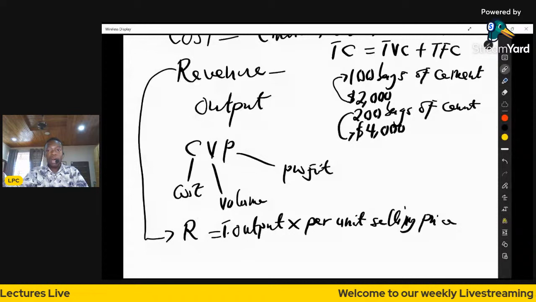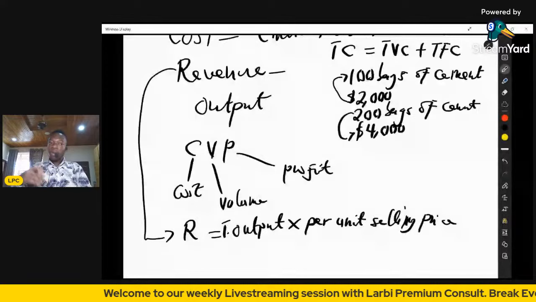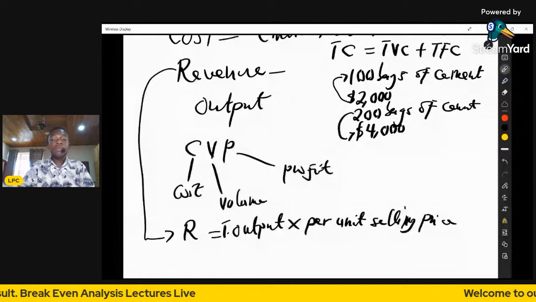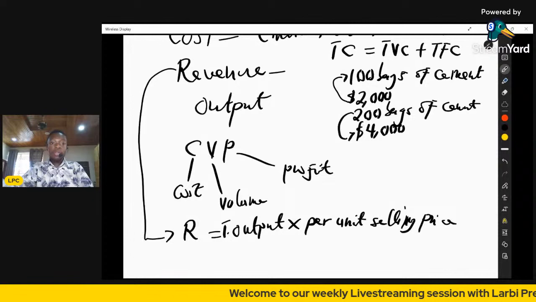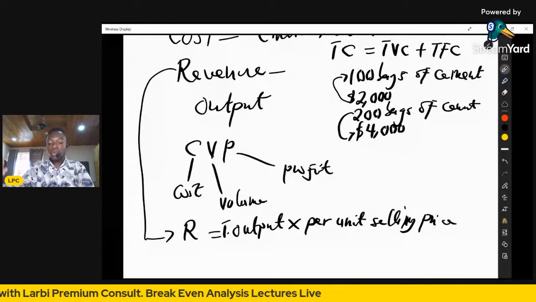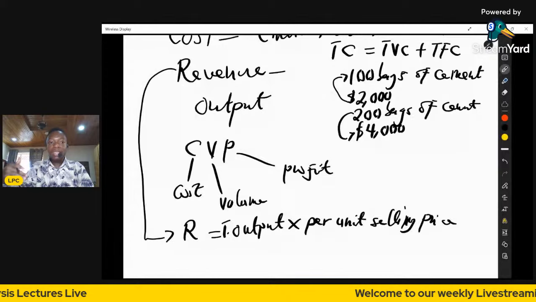And then we have been saying output, volume, output. What is this volume? The volume or the output is what we produce as an organization. If you engage in the production of products, like biscuit or cement, as we are using in this case, or any other product or service, that becomes the organization's output. And that's what we put into sale to get revenue. That is the output we are talking about here.